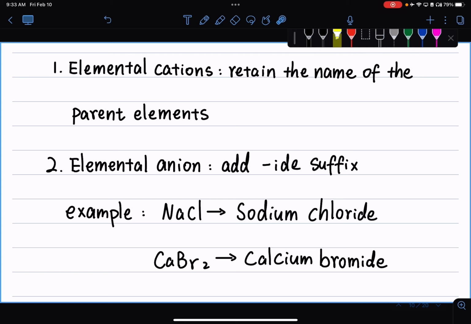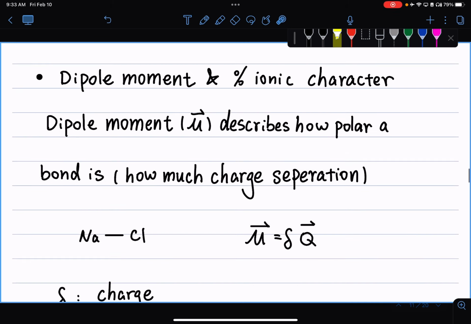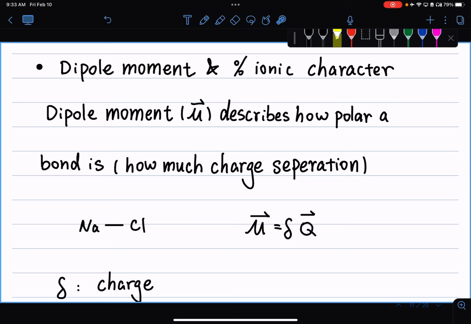Okay. Before we move on to talk about covalent bonds, I have one more concept in the ionic region I want to introduce, which is dipole moment and ionic character. We'll see dipole moment in covalent compounds as well, but since ionic compounds have larger dipole moments, this is a better way to introduce it here. So what is dipole moment?